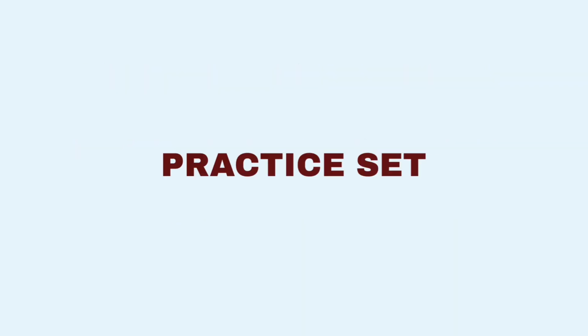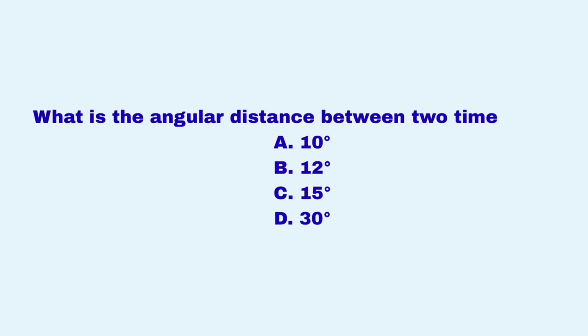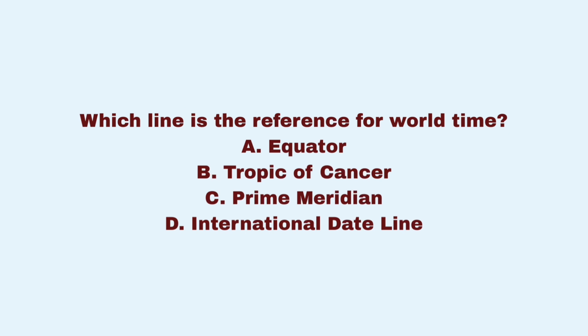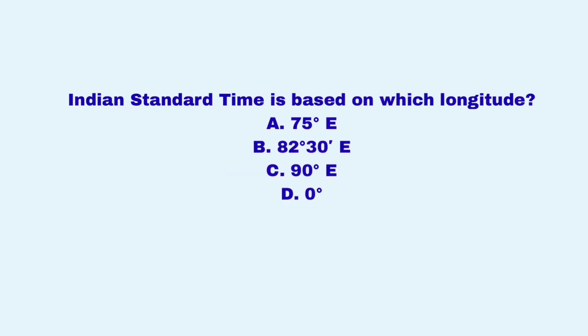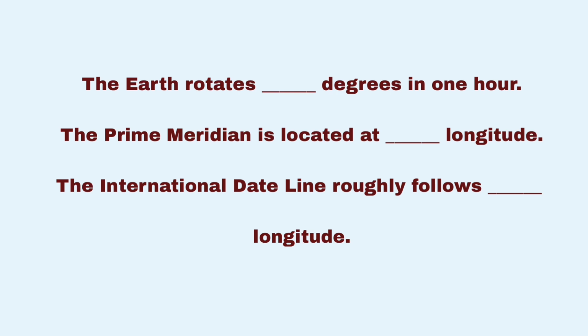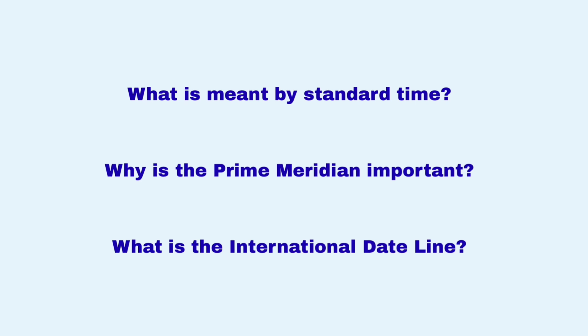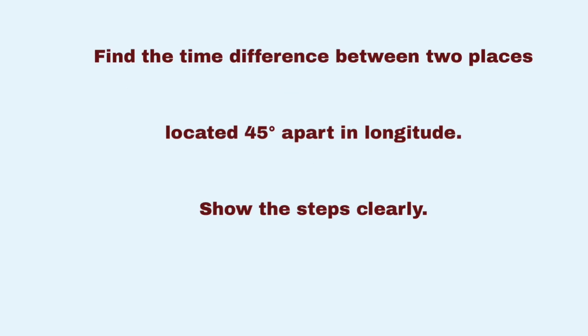Here the practice set begins. What is the angular distance between two time zones? Next, which line is the reference for world time? Indian Standard Time is based on which longitude? The Earth rotates dash degrees in 1 hour. The prime meridian is located at dash longitude. The international date line roughly follows dash longitude. What is meant by standard time? Why is the prime meridian important? What is the international date line?